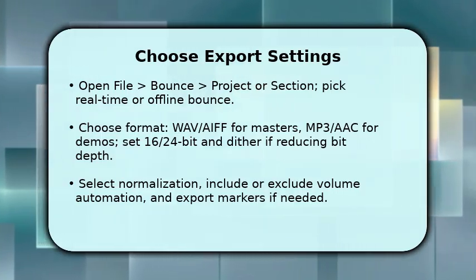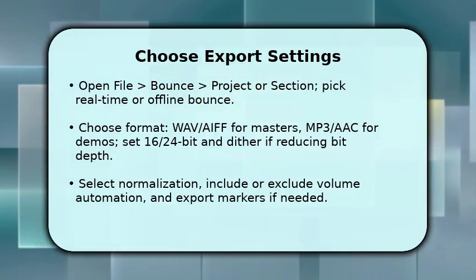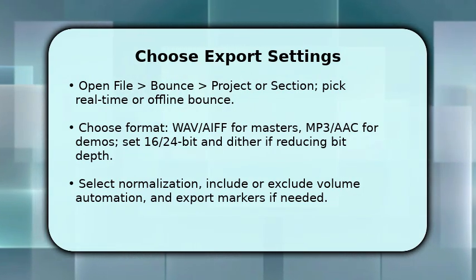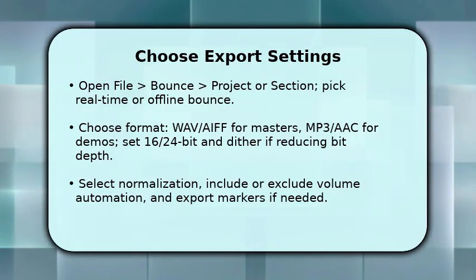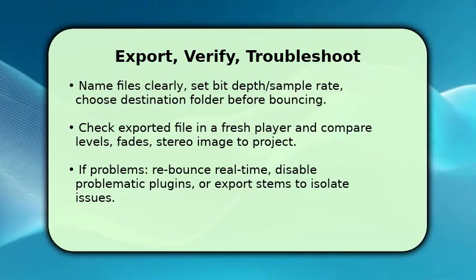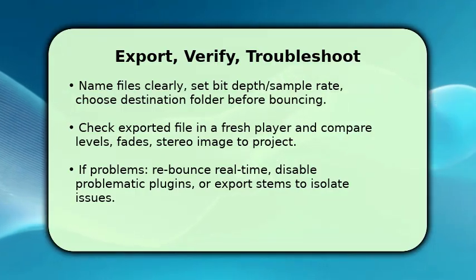Then, make sure to include or exclude volume automation and extra buses as required, and enable export of markers if you need stems or chapter points for later editing. Finish by running the bounce and verifying results because an unchecked export can hide problems.